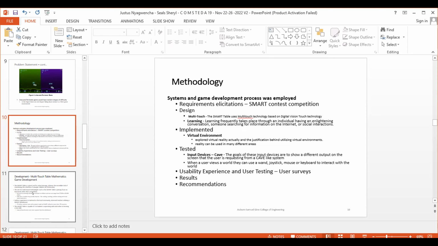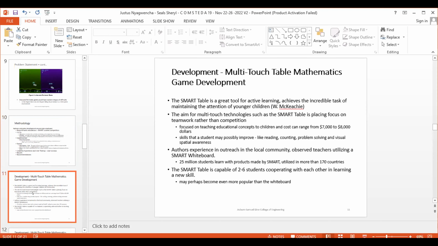So after we did that, we were able to have the simulation whereby we can have more than one mouse being detected. Then our testing was we used the usability experience and user testing surveys, which is the software engineering way of testing systems. And then we add results, and then we give recommendations. So that's our methodology of doing that.